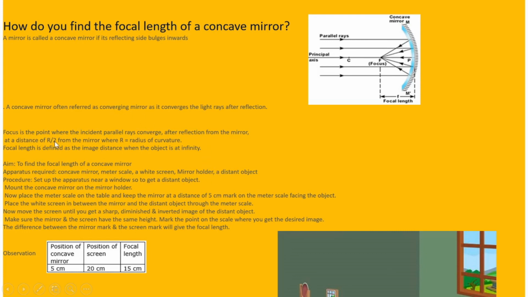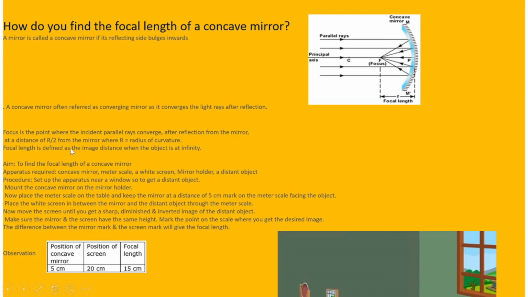Focus is the point where the incident parallel rays converge after reflection from the mirror, at a distance of r/2. We have seen, when studying the definition of focal length and focus, that it is half of the radius of curvature. That's why we write r/2 from the mirror, where r is the radius of curvature. Radius of curvature is the distance between C and P. That's why we write r/2, half of it.